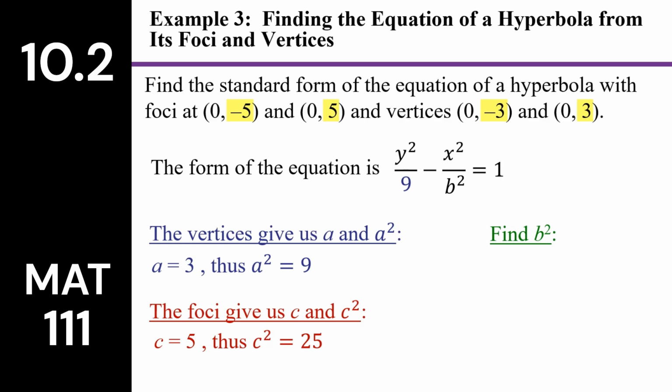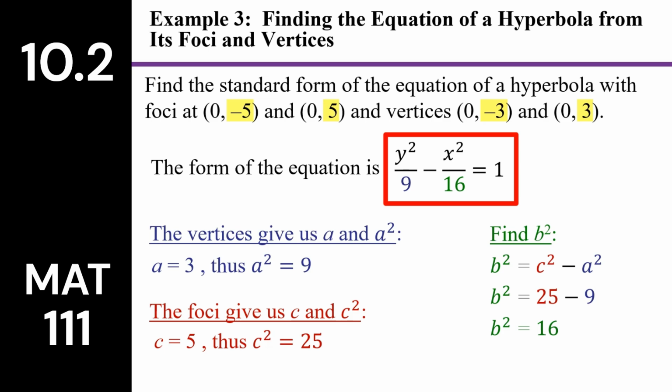Knowing a squared and c squared, we can find b squared using the formula b squared equals c squared minus a squared. B squared equals 25 minus 9, which equals 16. And we are now ready to place b squared into the hyperbola's equation. This results in the equation of y squared over 9 minus x squared over 16 equals 1.